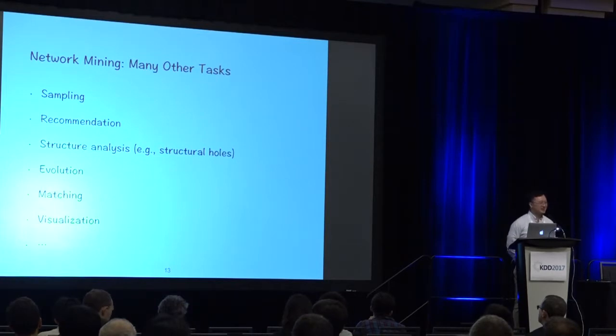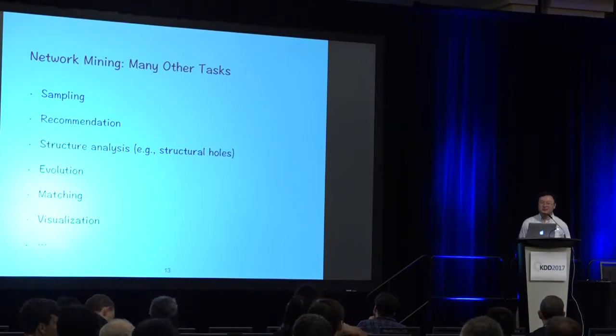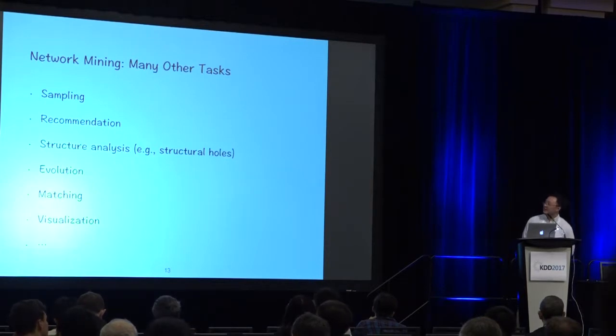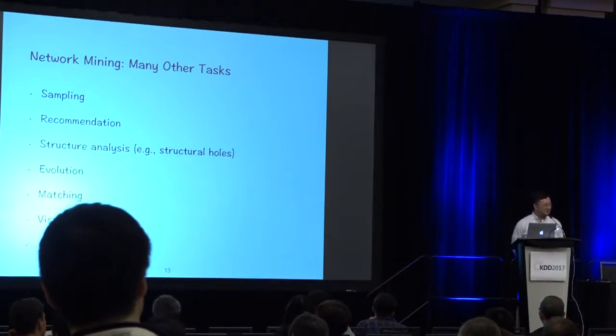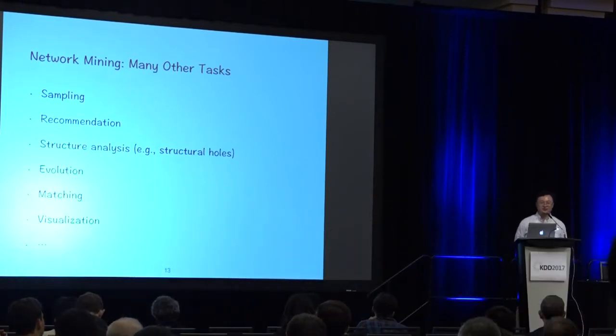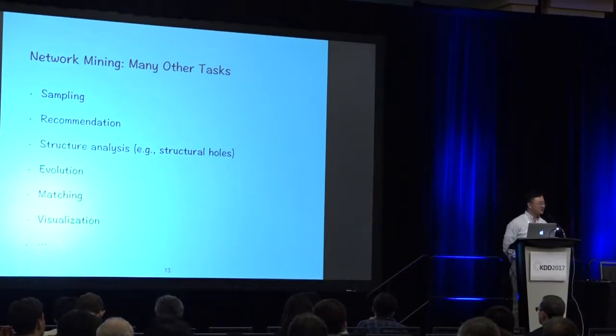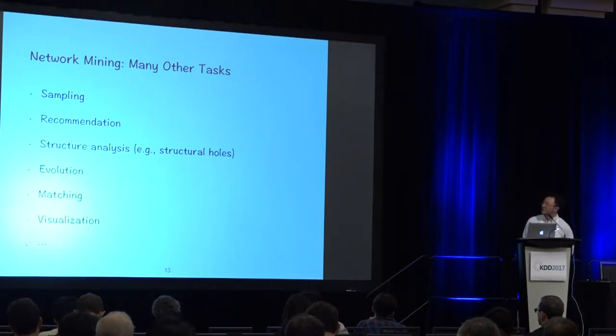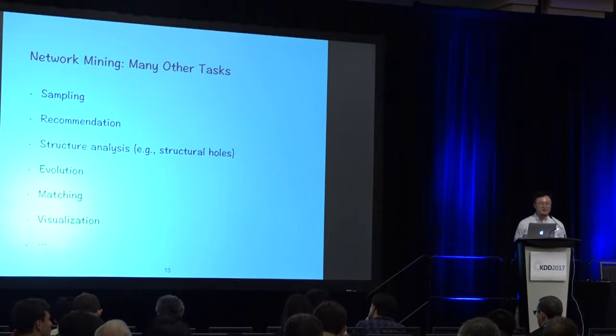There are many other tasks that we care about. For instance, how to sample a network so that we can preserve the basic properties of the network. How to make recommendations on networks, how to recommend nodes to nodes, how to recommend edges to nodes, how to recommend communities to nodes. We also do lots of structural analysis to find graphic patterns, to find these motifs in gene regulatory networks, to find structure holes in social networks, as we all know that nodes spanning structure holes share big social capital. So there's lots of work in this direction.